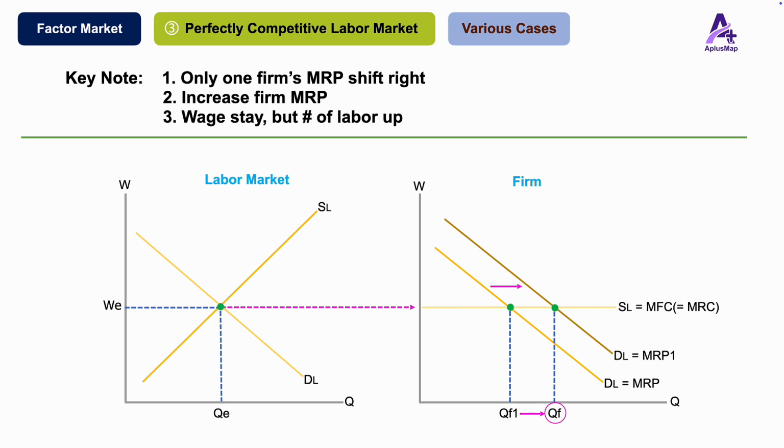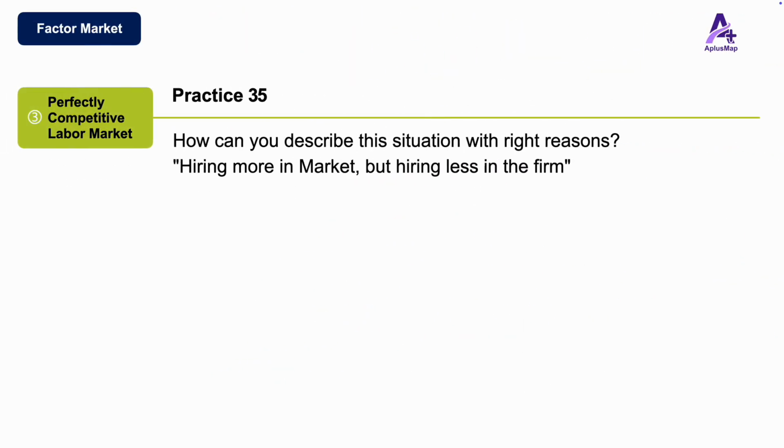Right. So keynotes here. First, only this one firm's MRP shifts right. Second, the firm's MRP increases. Third, the market wage stays the same, but the number of laborers hired by this firm increases. Classic example of how a productivity change boosts labor demand for that specific firm. These dynamic cases are crucial. Definitely worth sketching out.